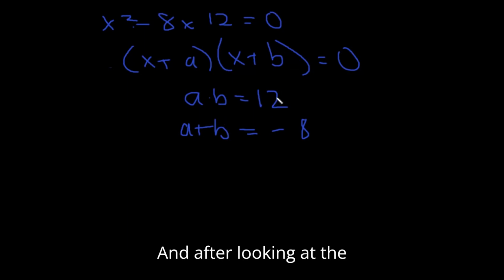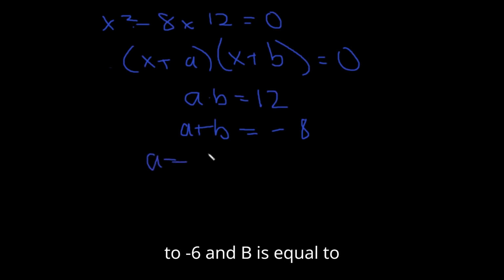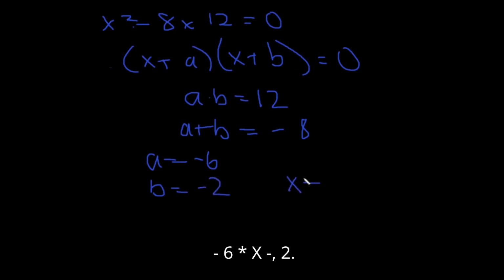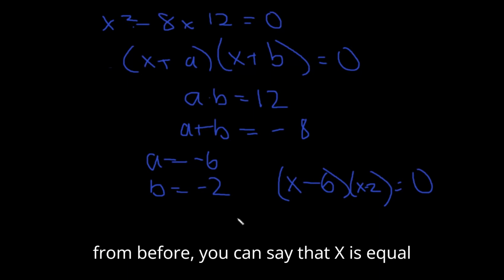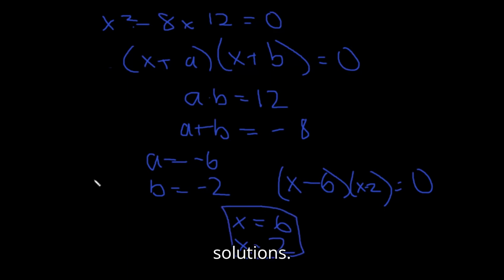And after looking at the factors of 12, you can say that a is equal to negative 6 and b is equal to negative 2. And putting the equation together, it'll give you x minus 6 times x minus 2 is equal to 0. And using the same logic from before, you can say that x is equal to 6 and x is equal to 2. And those are your solutions.